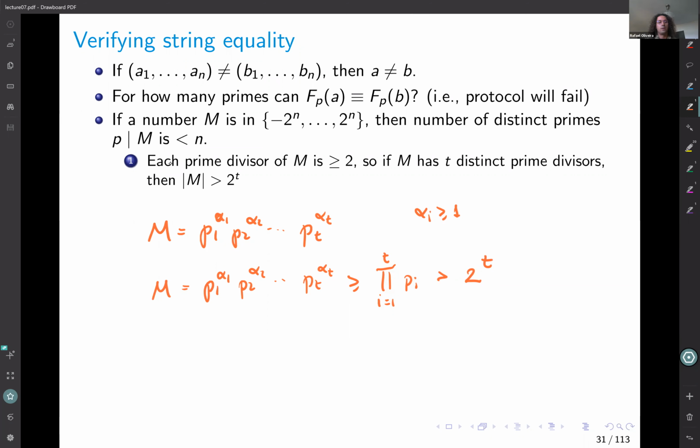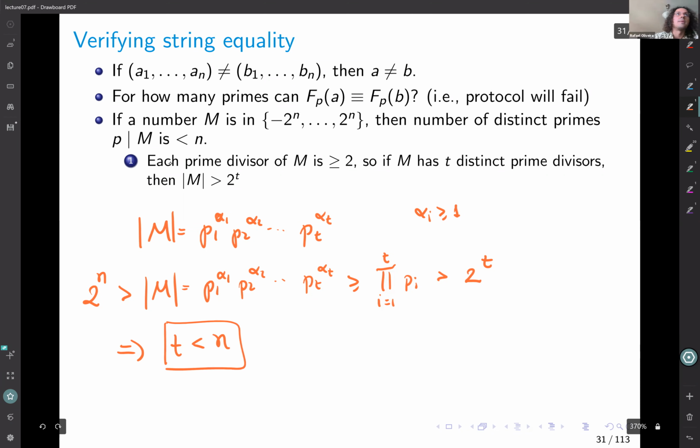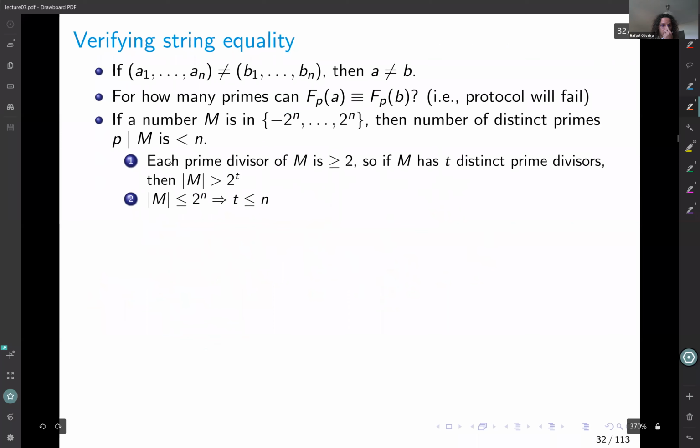Now m could be negative, so let's just take the absolute value of m. We know that the absolute value of m is greater than or equal to 2 to the t. But remember, we know that the absolute value of m is also less than 2 to the n, which implies that t is less than n. Does that make sense? So if a number is between -2 to the n and 2 to the n, then the number of distinct primes dividing m is at most n. So we have this lemma now. Is that clear?